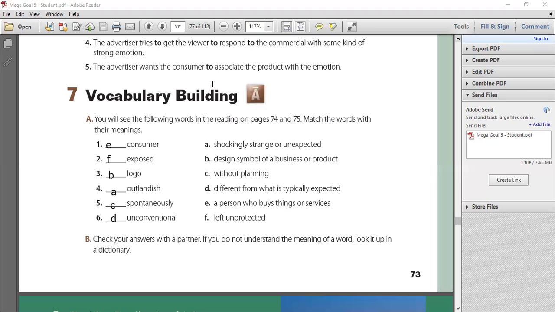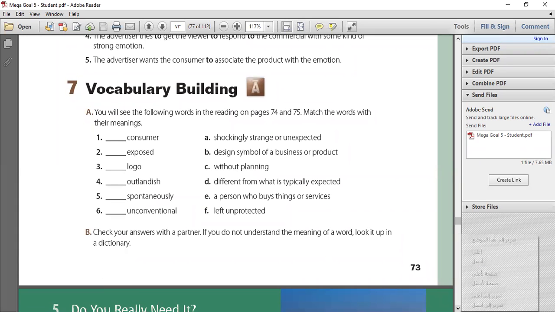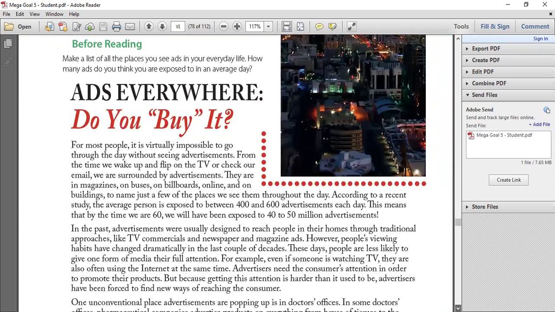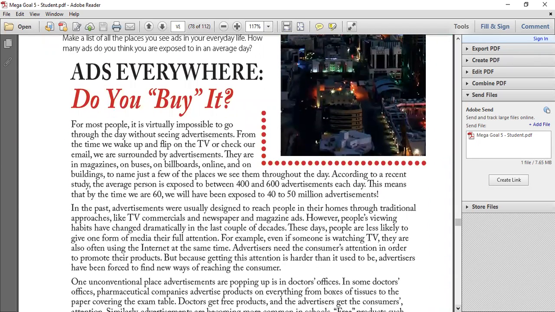Okay, remember those vocabulary words because now we're going to learn them in sentences and in the reading. Thank you all, Raneem, Ragad, Farah, Sarah, Badir, Najia, Rafif. Okay. So today's title is going to be "Ads Everywhere". Do you buy it? Let's listen.